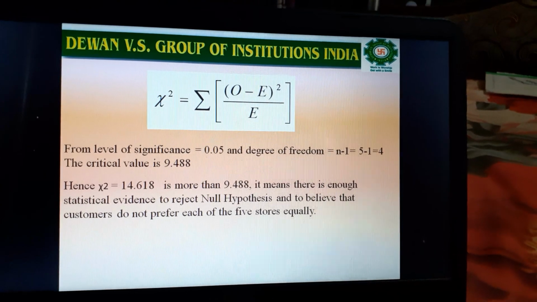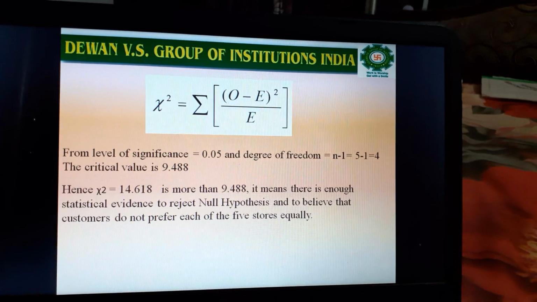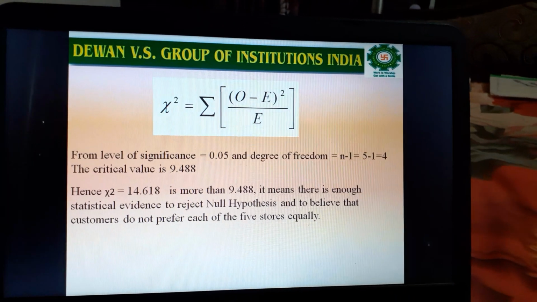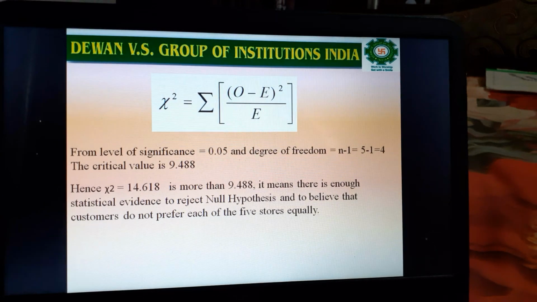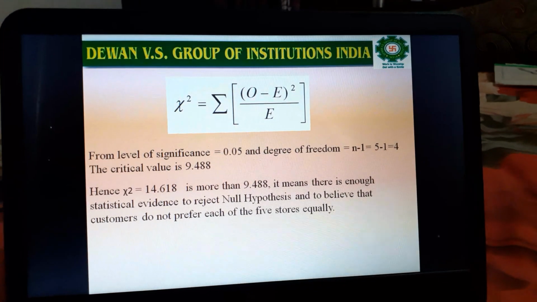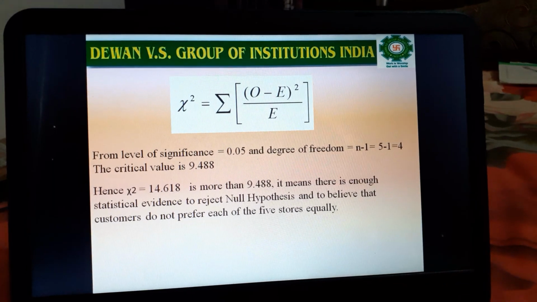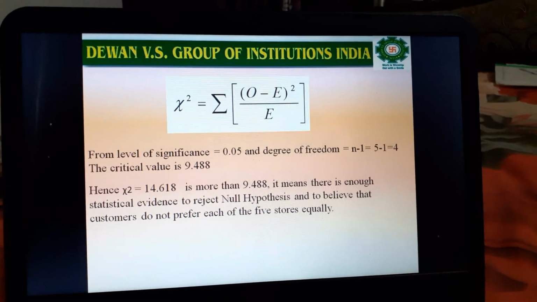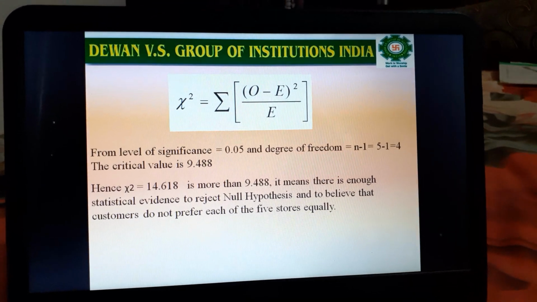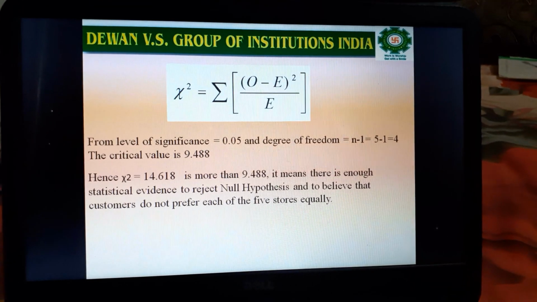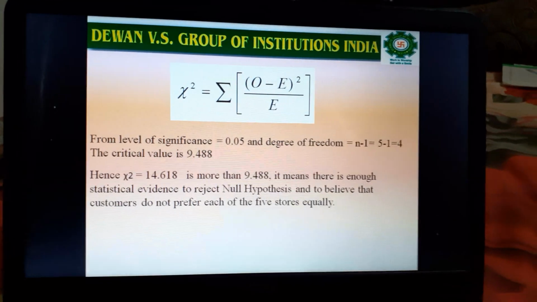As per the table, if the level of significance is 5% and the degree of freedom is 4, the chi-square value in the table is 9.488. From the calculation, it is clearly indicated that the calculated chi-square 14.618 is more than 9.488. It means there is enough statistical evidence to reject the null hypothesis and to believe that customers do not prefer each of the 5 stores equally.